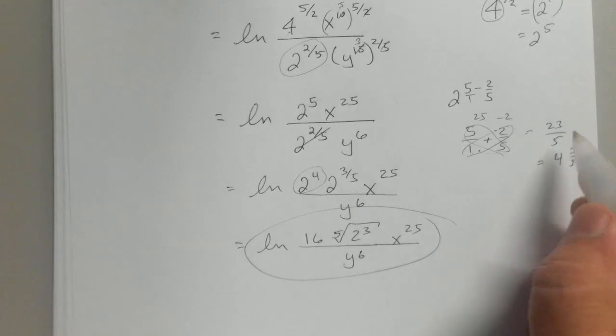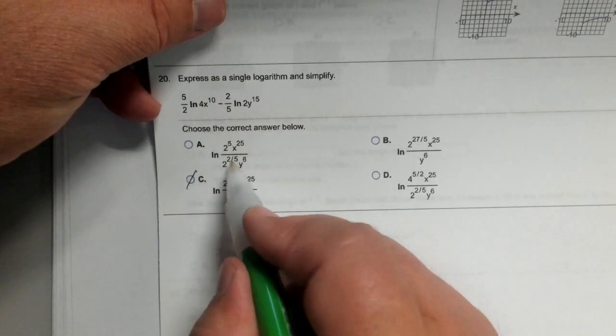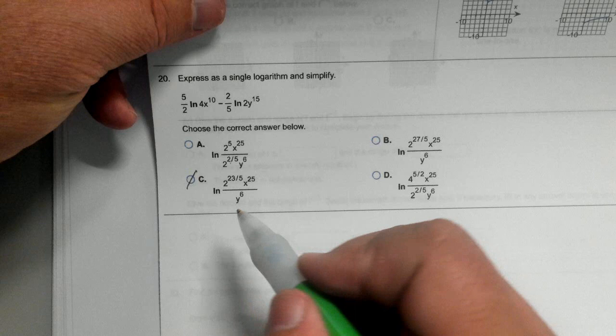So 23 over 5, they'll put it as C. We combined both top and bottom, we got C. Because this is where I started off. Then when you combine these two, you get 23 over 5.